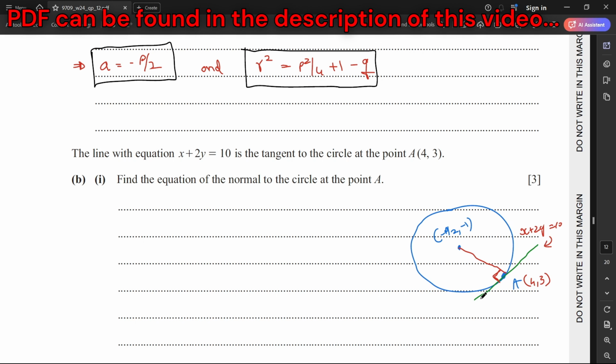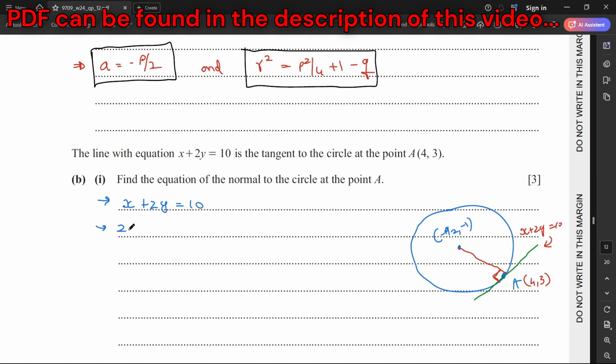So if I find the gradient of this line, finding the gradient of the normal is nothing but the negative reciprocal of this. And once I have the gradient and a point that exists on this line, I can find my y-intercept as well. So I'll tell you how we are supposed to do this. First of all, we are going to write x + 2y = 10 in the format of y = mx + c.